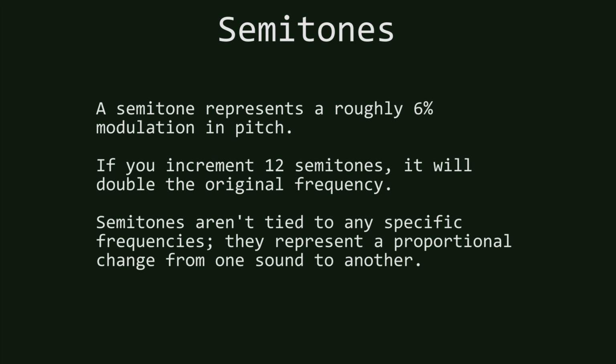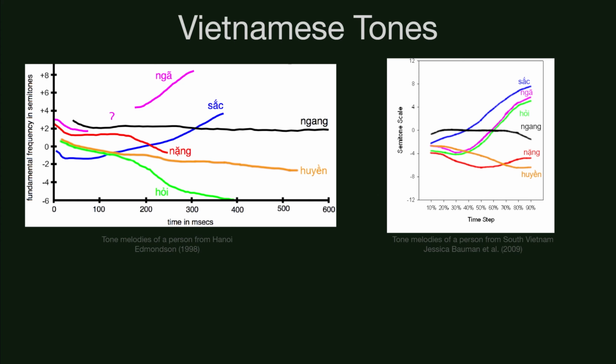Each semitone represents a roughly 6% increase in frequency, with a compounding effect, so that 12 semitones will double the frequency, and this corresponds with the 12 notes in an octave. The other thing about semitones is that they're not tied to any specific frequencies. They just represent a proportional comparison between 2 or more sounds. So, returning to the graphs describing the tones, the basic idea is to find a pitch that you're comfortable making, and then the Vietnamese tones will span a few semitones above and below it.